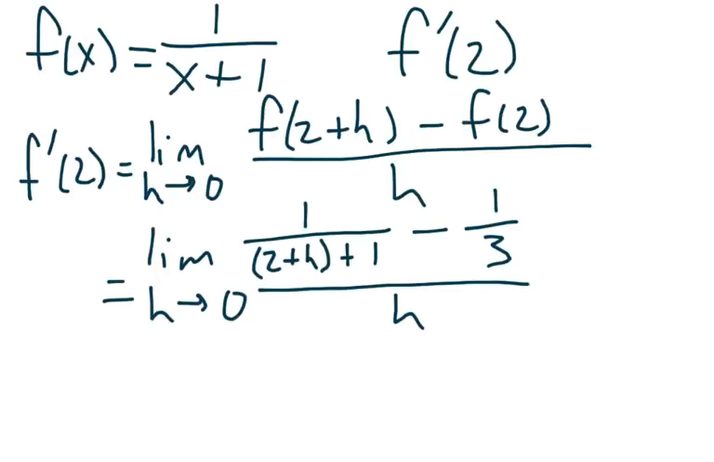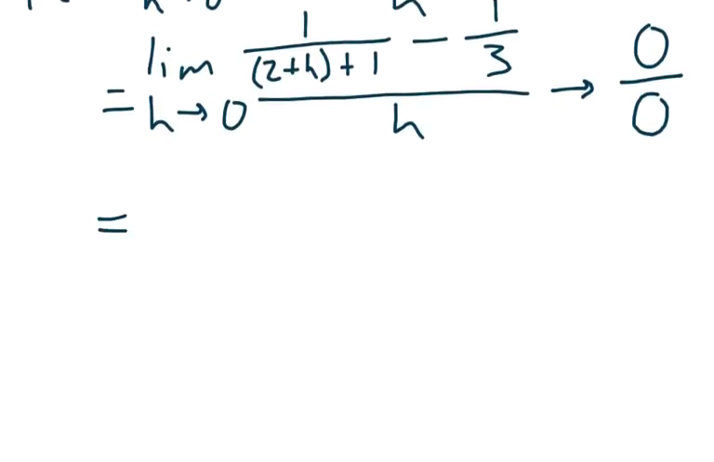As in the previous examples, as h approaches 0, the numerator is approaching 1 over 2 plus 1. This is 1/3 minus 1/3. That's 0. The denominator is approaching 0. This indeterminate form, remember, indicates that there may be some algebra we can do to simplify.